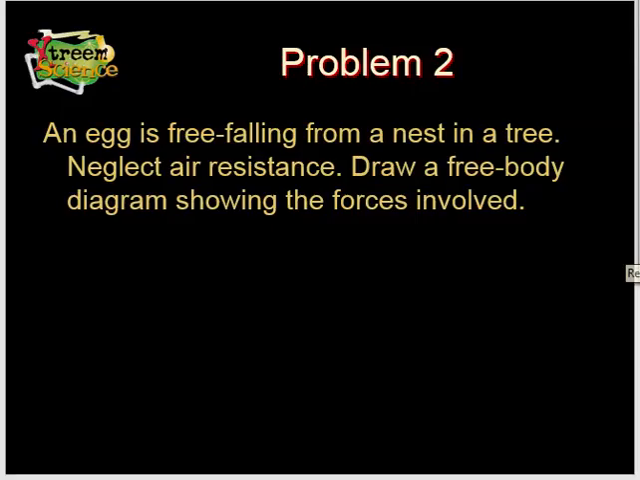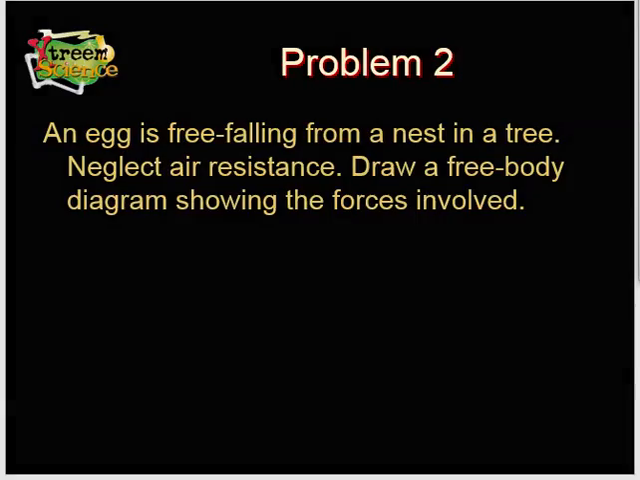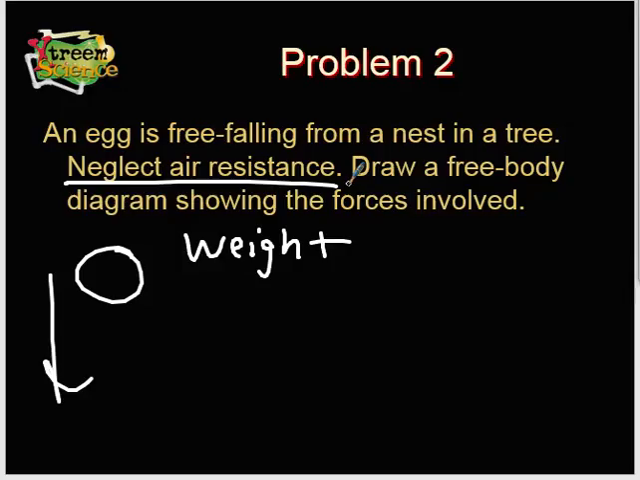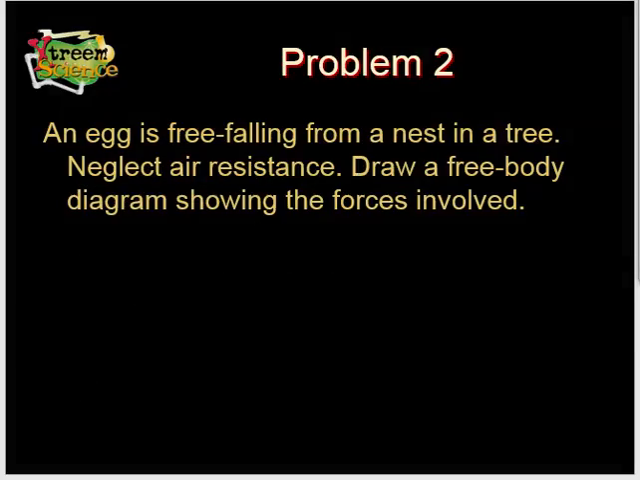All right, let's look at this one. Let's actually write this out. An egg is free falling from a nest in a tree. Neglect air resistance. Draw the free body diagram. Okay, so an egg is falling from a tree. What would be acting on it? Well, we know weight would be acting on it. This egg's falling down. Is there any air pushing it back up? No. It says neglect air resistance. So guess what? How many forces are acting on this particular object? It's going to be just one.